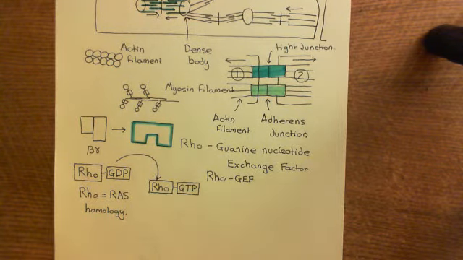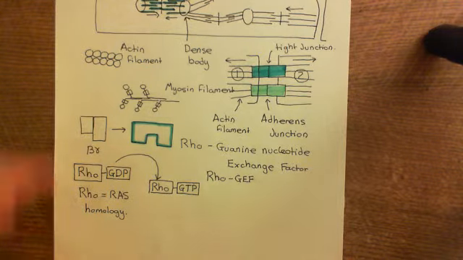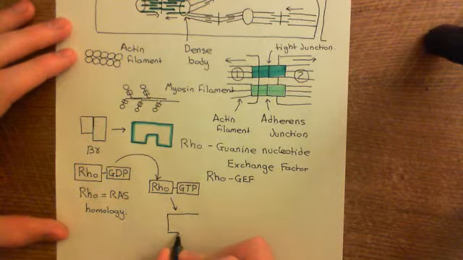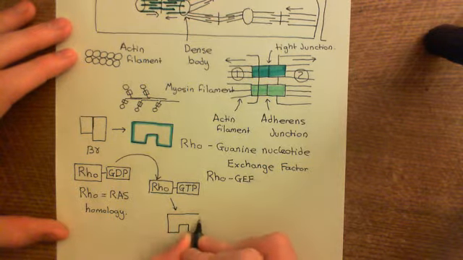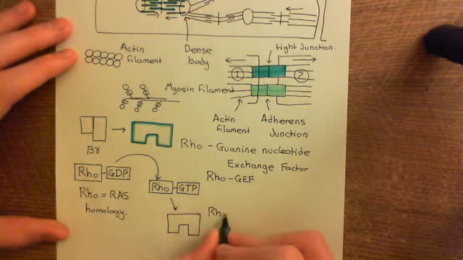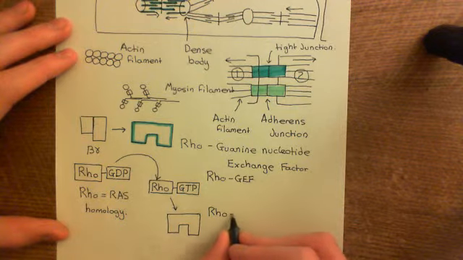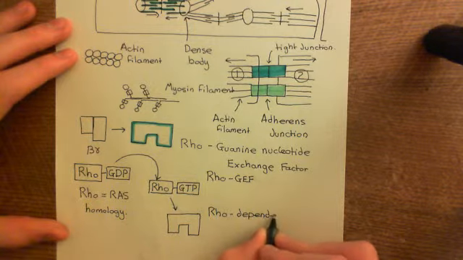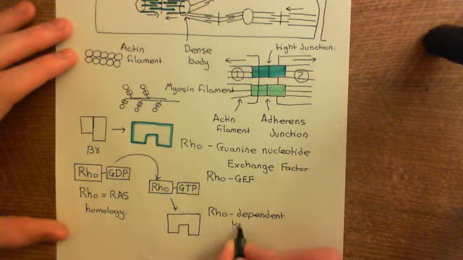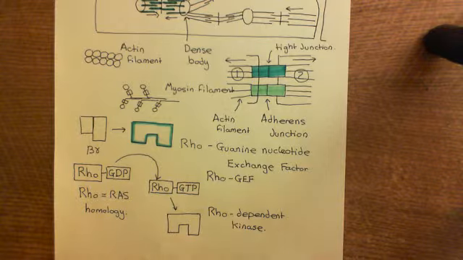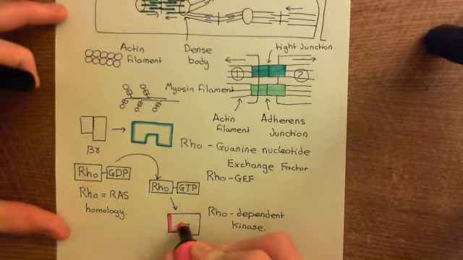So the Rho GTP is then going to go on to activate the Rho-dependent kinase. This is going to activate another enzyme known as Rho-dependent kinase. And this Rho-dependent kinase is then going to phosphorylate the myosin light chain phosphatase and inactivate it. So this is the Rho-dependent kinase, and I think we'll colour in the Rho-dependent kinase in purple. So this is the Rho-dependent kinase here.